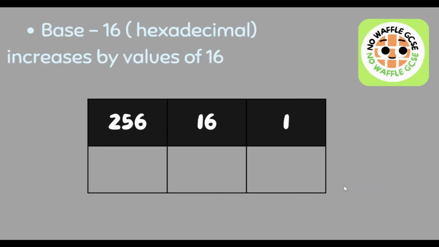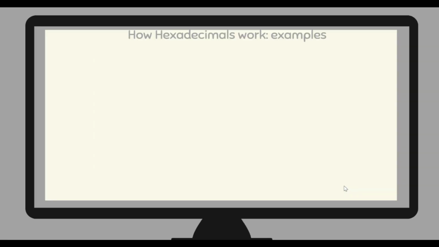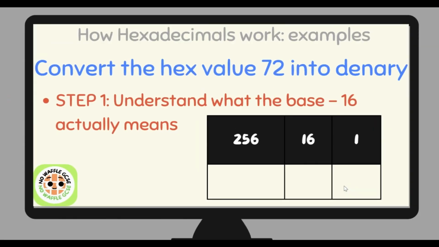So now let's look at base 16, hexadecimal. So in base 16, everything increases by values of 16, which means to get from the one on the right-hand side to the left-hand side, you have to multiply by 16. So 1 times 16 is 16. 16 times 16 is 256. So now we've understood what exactly this base 16 means, we can now convert the hex value 72 into denary.